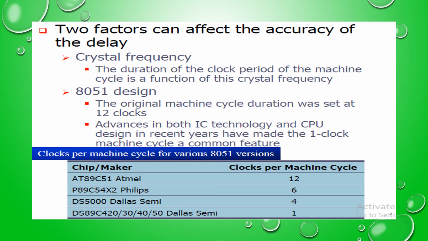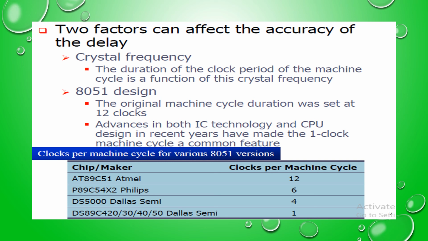In general, there are 2 factors that can affect the accuracy of the delay. One is crystal frequency. The duration of the clock period of the machine cycle is a function of the crystal frequency. So definitely it is very important. The original machine cycle duration was set at 12 clocks. Advances in both IC technology and CPU design in recent years have made 1 clock machine cycle a common feature.